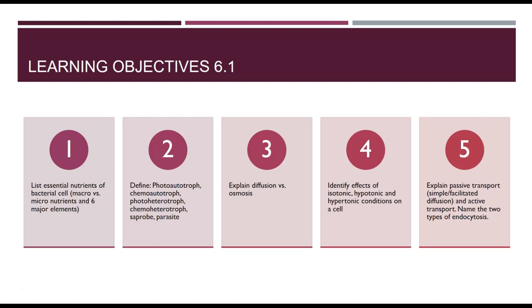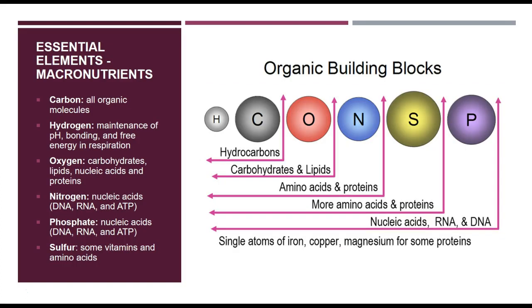Explain diffusion versus osmosis, be able to distinguish the two. Identify the effects of isotonic, hypotonic, and hypertonic conditions on a cell. And finally, explain passive transport, both simple and facilitated diffusion, as well as active transport, and name the 2 types of endocytosis. So let's start with the nutrients.